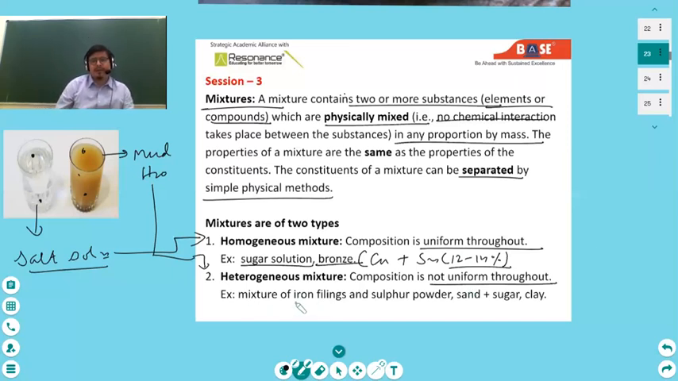An example of a heterogeneous mixture is iron filings with sulfur powder. Suppose you take iron filings with sulfur powder, how do you separate them? Take a magnet, put it on the top, and the iron is attracted. Or sand and sugar, or clay, you can say. So this is about mixtures and their types.